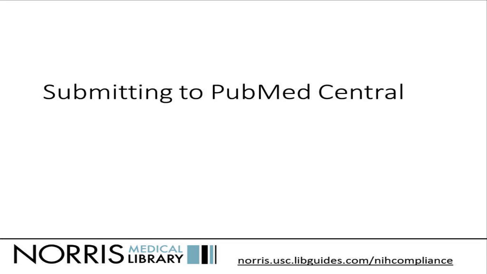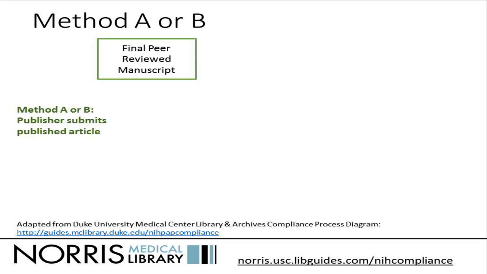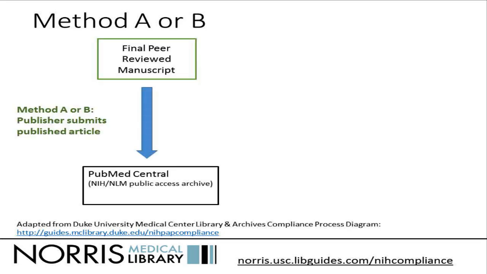So once copyright has been sorted out, you need to determine how your final peer-reviewed manuscript or published article will be submitted to PubMed Central. There are 4 ways this can happen. In methods A and B, the publisher automatically deposits the manuscript on your behalf. The difference between these methods is that in method B, the author or PI needs to request this service and a fee may be involved. In method A, this process should happen automatically.